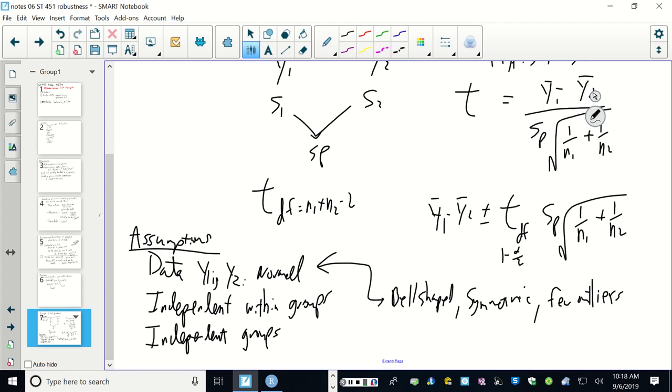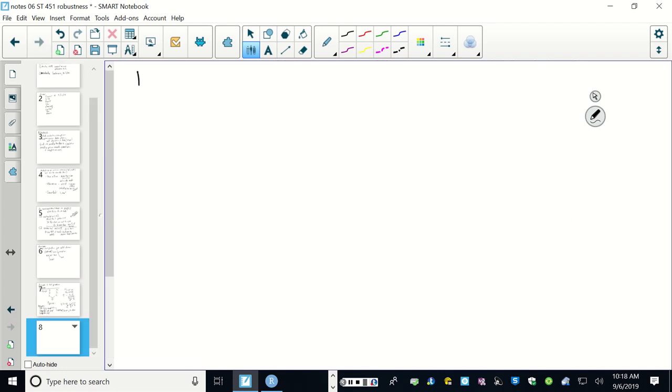Right? Do we have to have equal sample sizes? We don't necessarily have to have equal sample sizes, right? So N1 equals N2 is not an assumption. So the procedure should work there.